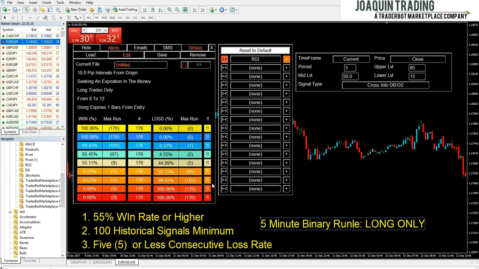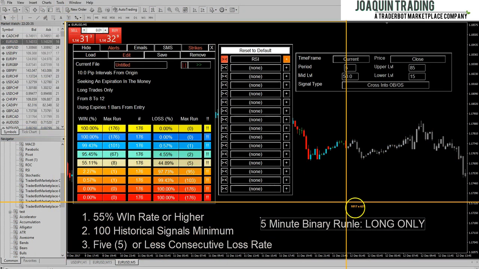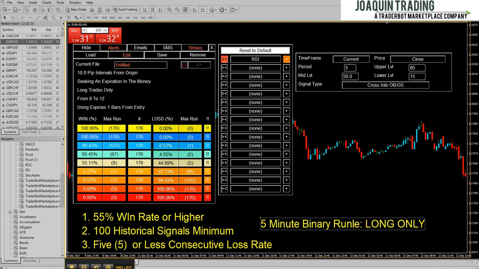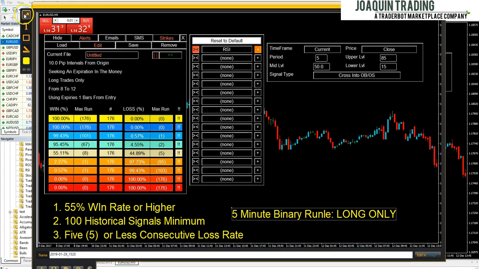So let's try to make it better. And let's not screw it up. What do we do so that we don't forget what we just did? Take a screenshot of everything here. I'm going to take a screenshot of what I've got here, and any relative information. I'm just going to leave it to the side. I've got long trades only, so I don't forget that.